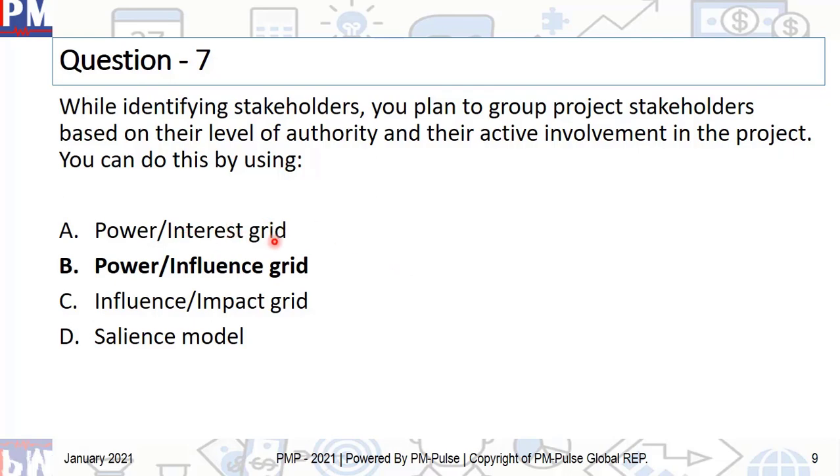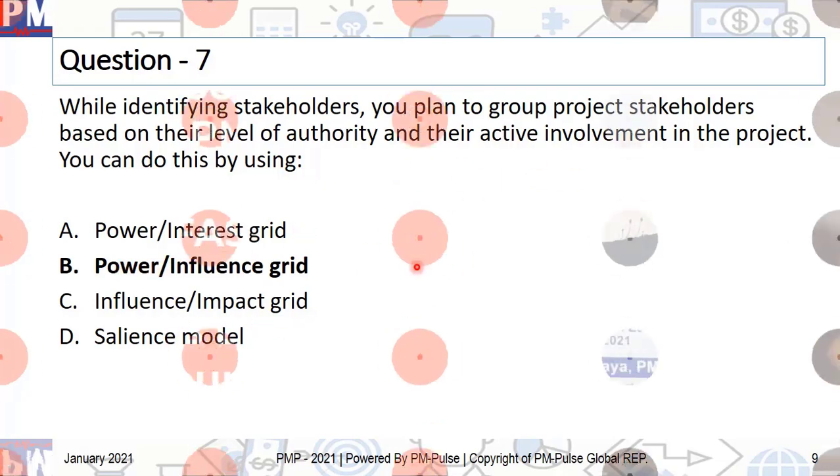Interest is okay, how does it affect me as a stakeholder, right, from this project? So that would be interest. So many people actually try and answer A, but that's not correct. Salience model does not have these concepts for them. It's a Venn diagram with three things, which is urgency, power, and legitimacy, but that's not what is shown here, right? So the correct answer is B.